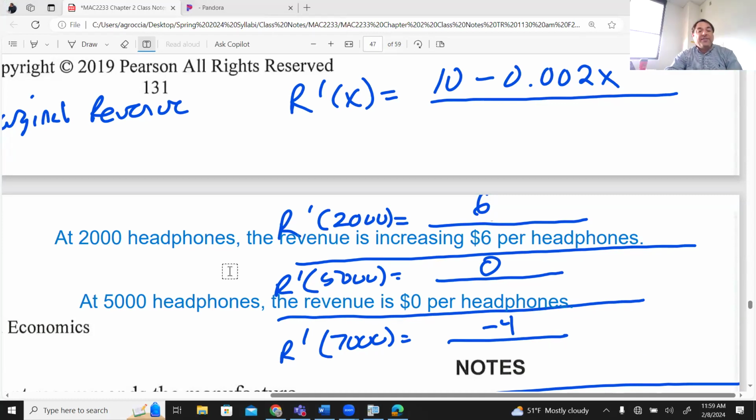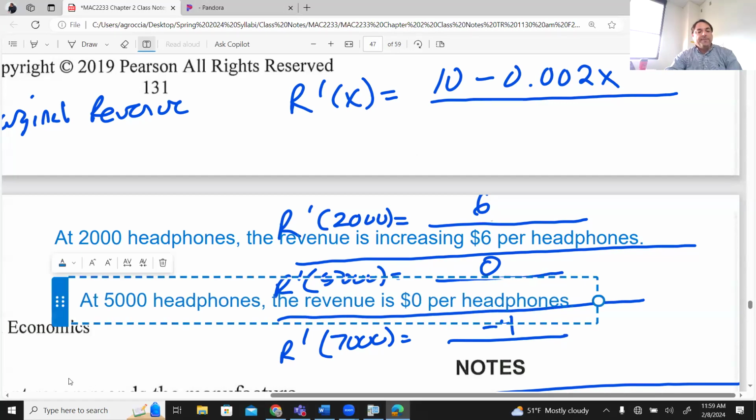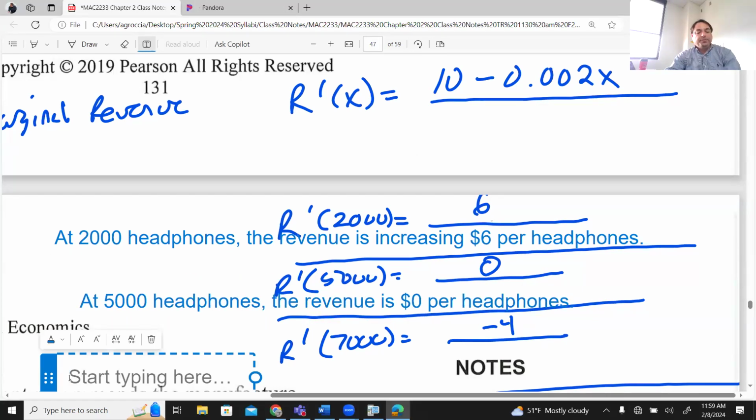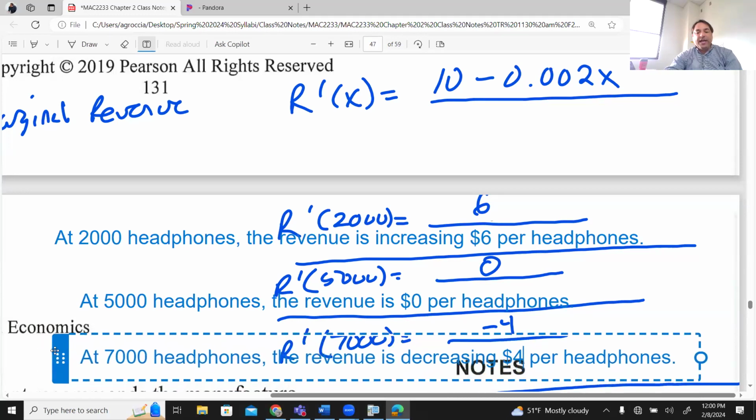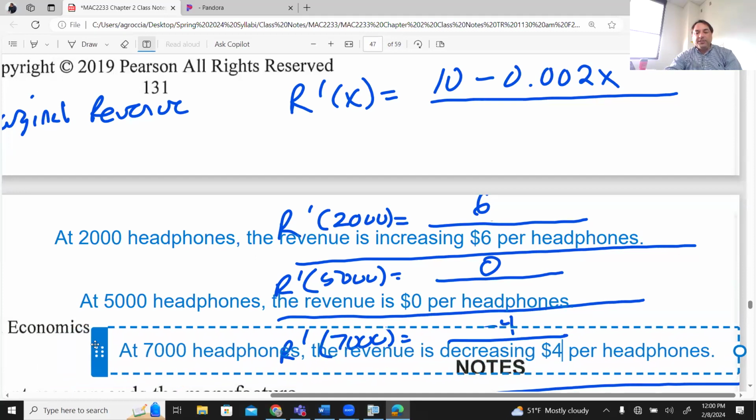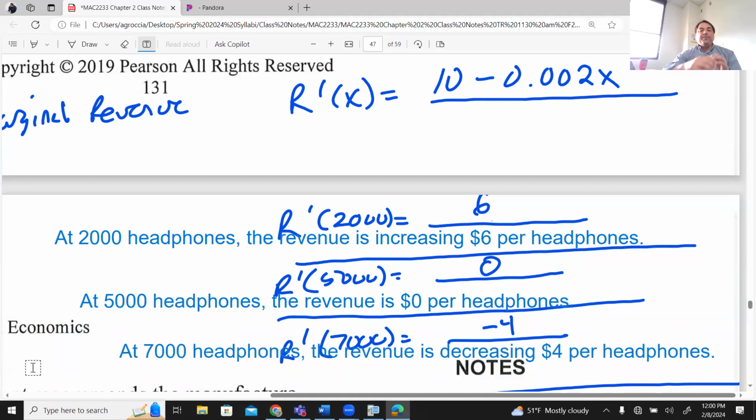So you now go to 7,000. I'm going to paste it. Now at 7,000 headphones, the revenue is now decreasing. I'm losing money. Decreasing 4. Now, please note that I put decreasing. I don't put decreasing negative. I just put decreasing 4. And I apologize, it's not the best location. Okay. So at 7,000 headphones, my revenue is now going down every headphone $4.